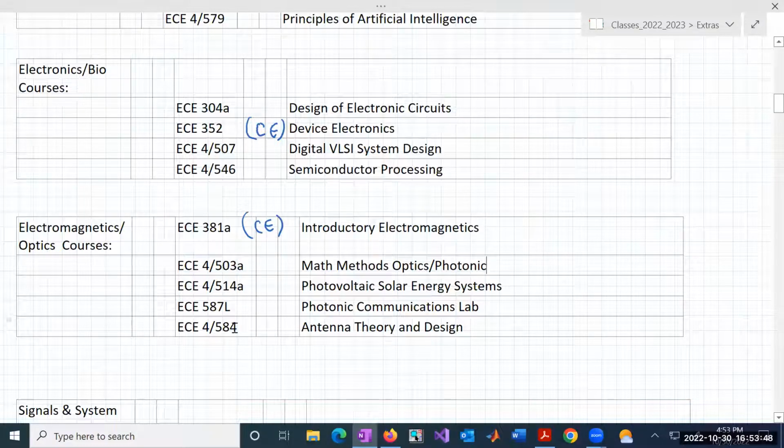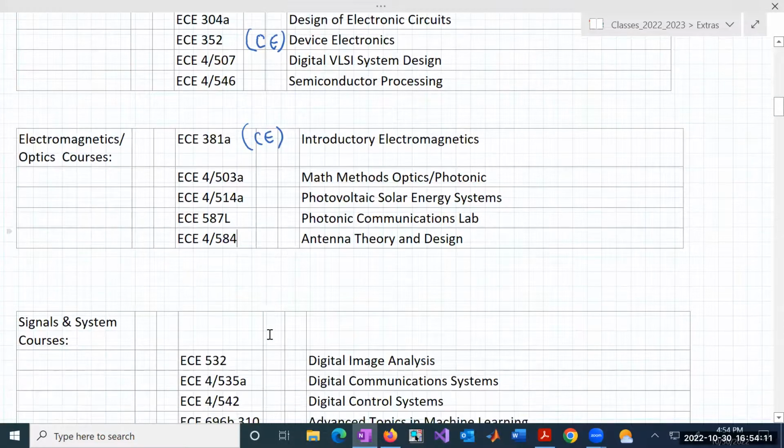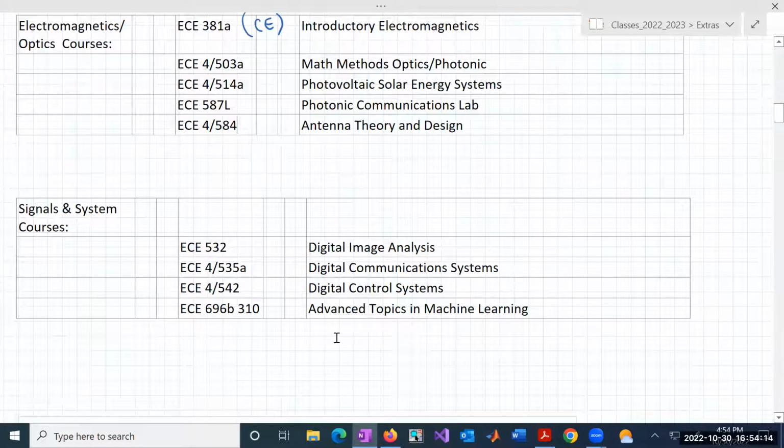And another class dealing with wireless is antennas. How do we keep making these devices capable of communicating, even though the footprint or the scale size is getting smaller and smaller? How do we make these antenna function as effectively as they are? And that's 484, 584. In the signals and systems area, this spring semester, ECE 532, digital image analysis.